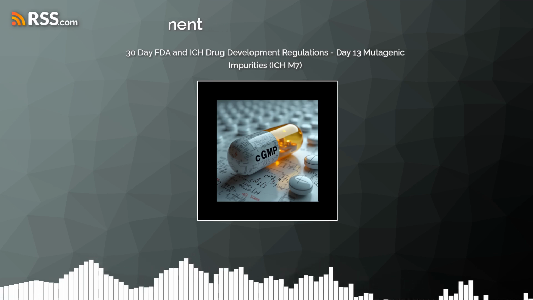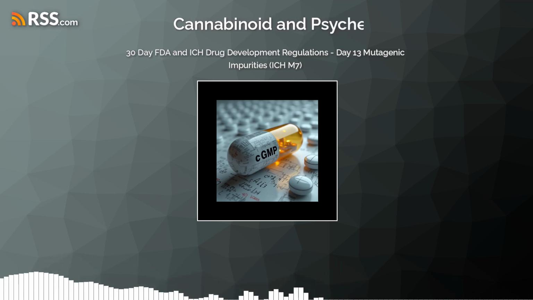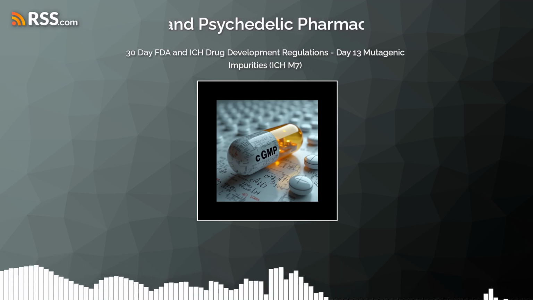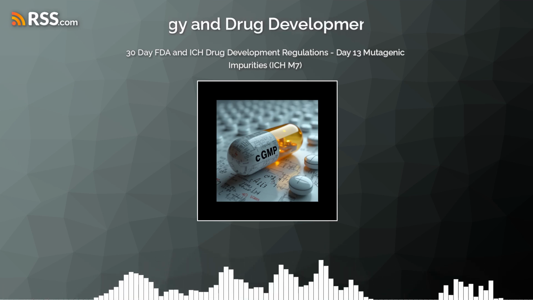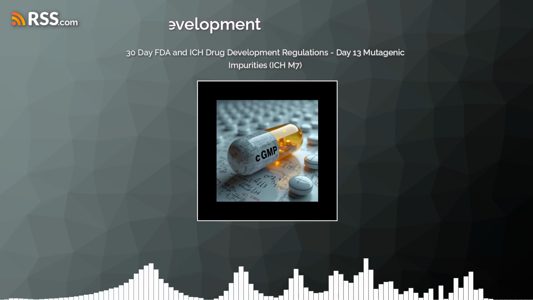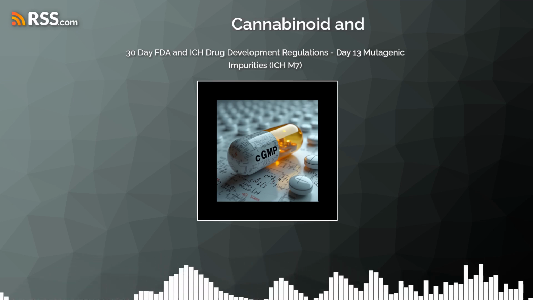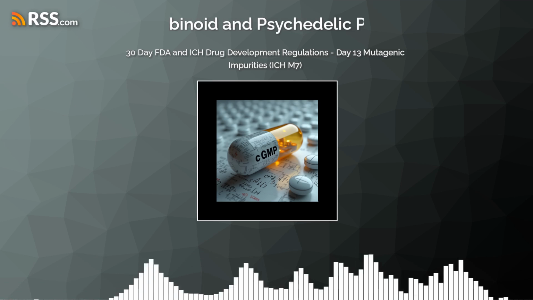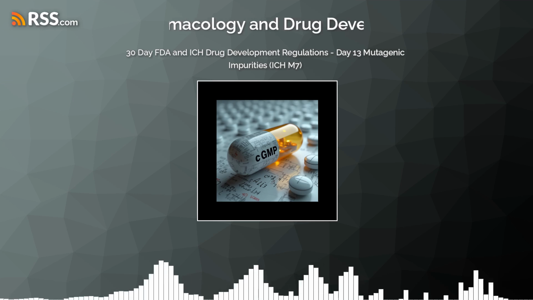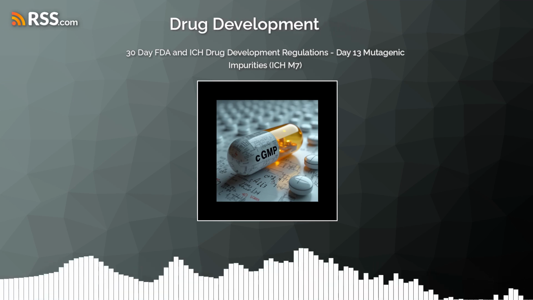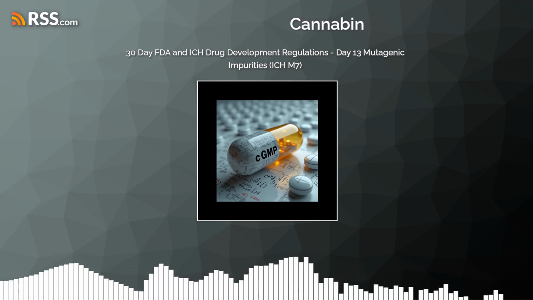Exactly. Now, what about the development of entirely new drug substances? How does ICH-M7 come into play at that early stage? It plays a crucial role right from the start. When scientists are developing a new drug substance, they need to assess its potential to form mutagenic impurities during the synthesis or manufacturing process. Right. And this involves a combination of scientific knowledge, data analysis, and risk assessment tools to identify any potential red flags. So it's like a proactive risk assessment, trying to anticipate and address any potential problems before they even arise.